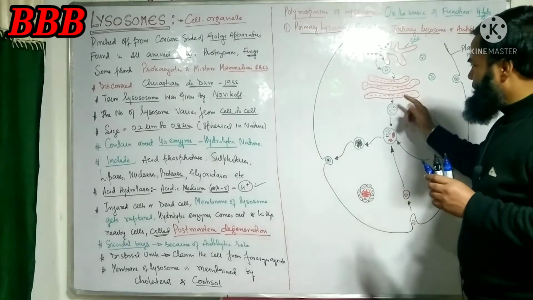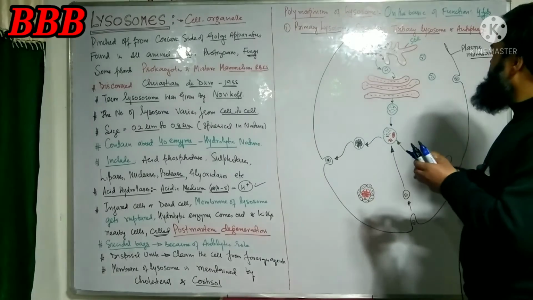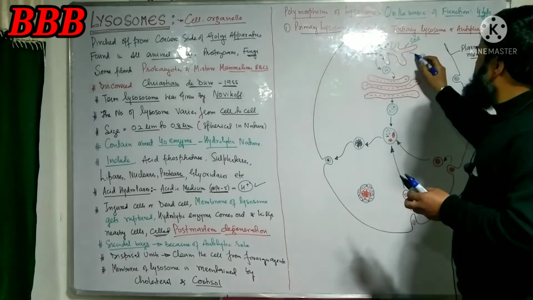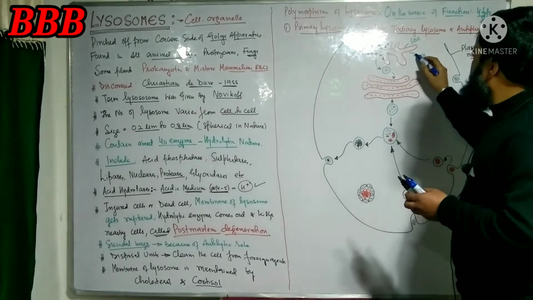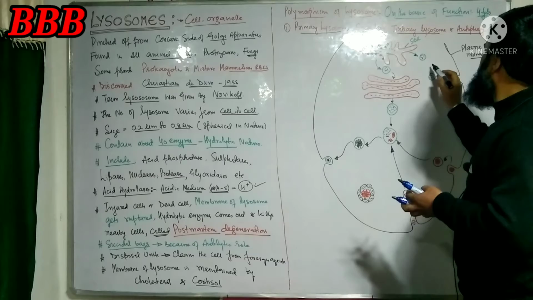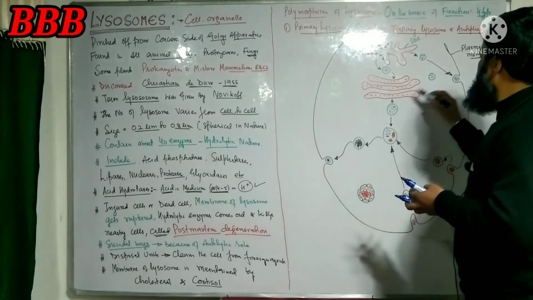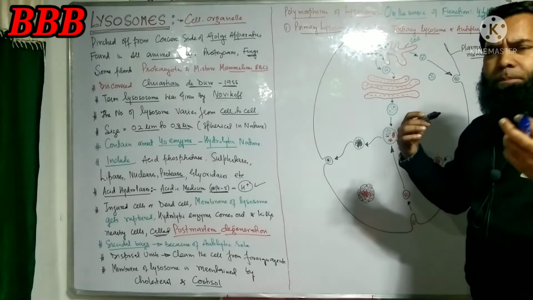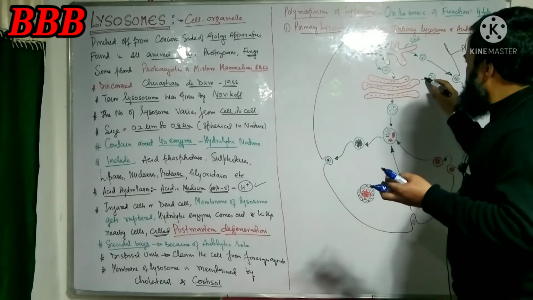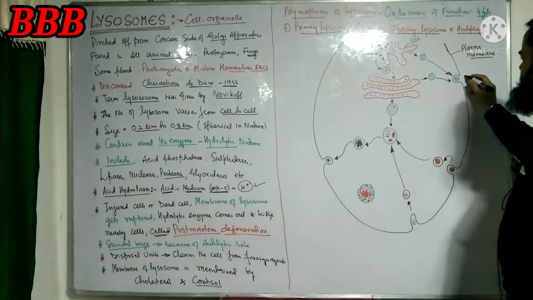Then the processed material comes out through the concave side of the Golgi apparatus, and some of the vesicles get detached and get released from the cell as such, like this arrow. The vesicles come out from the Golgi apparatus and leave the cell by a process called secretion.